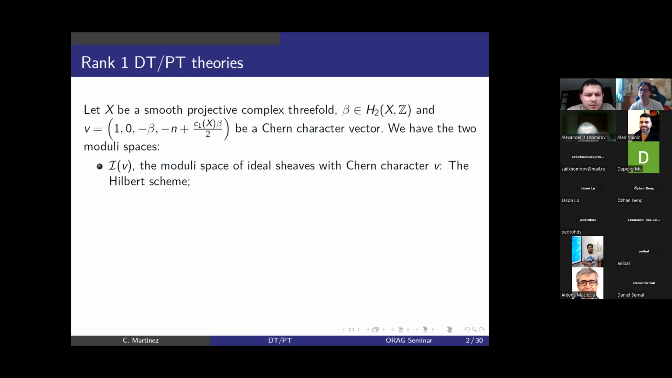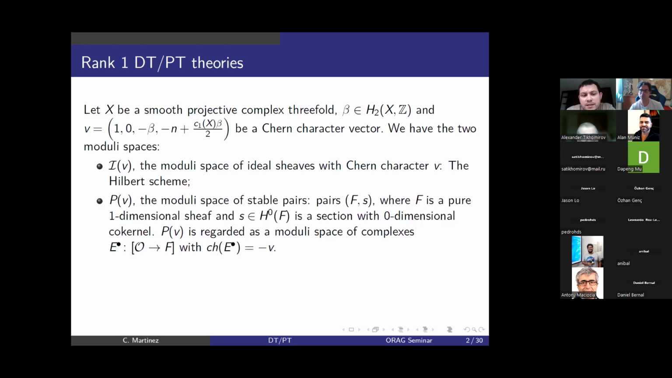So fixing this Chern character vector, we have two moduli spaces. The first one is a moduli space of ideal sheaves with this Chern character, which you can regard as the Hilbert scheme, right? Just the ideal sheaves. And the second one is this moduli space introduced by Pandharipande and Thomas, that is the moduli space of stable pairs. So what is a stable pair?